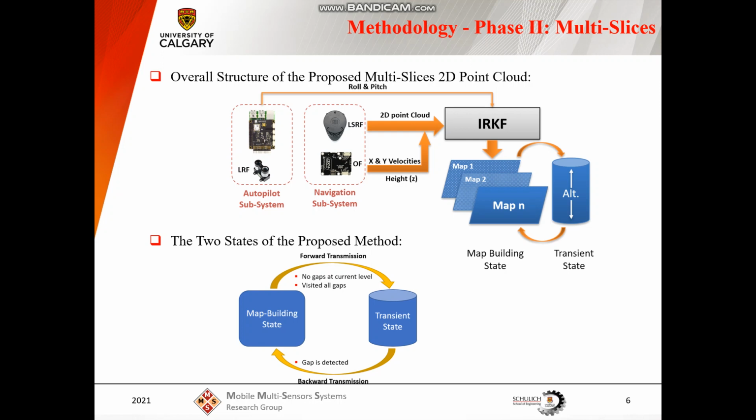Thus, the entire map is represented as several 2D point cloud slices at different heights. If there are no detected gaps during the transit state, the MAV stops building more maps for the environment and uses the implemented trajectory for backward return.